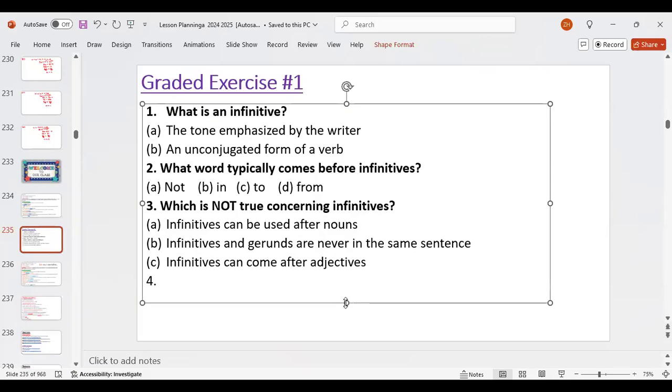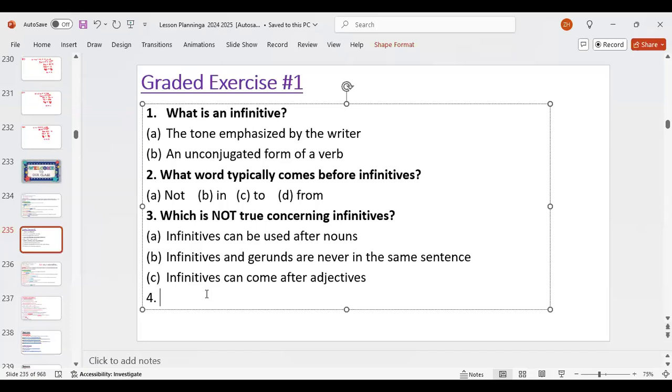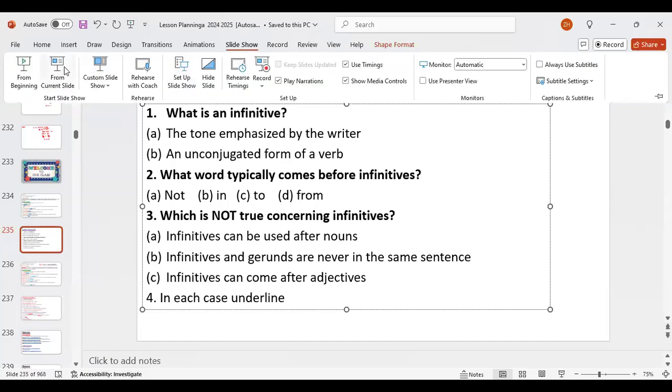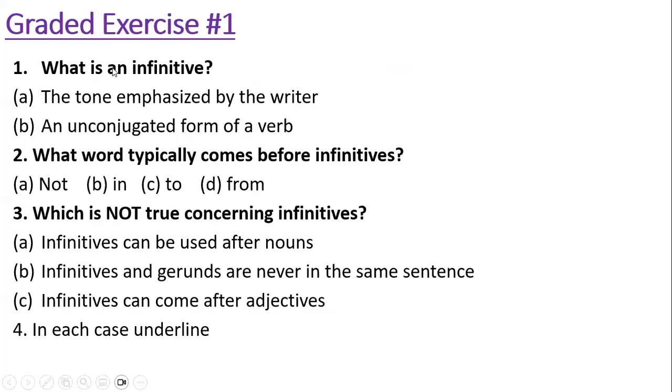So write down the question and circle the correct answer, and also write the options as well. Pardon me, Mr. Petit, what do you mean by the options? So it's A, B, C, and D. For number 1, I said, what is an infinitive? It's either A or B. So you write down the questions as well as the options as well.